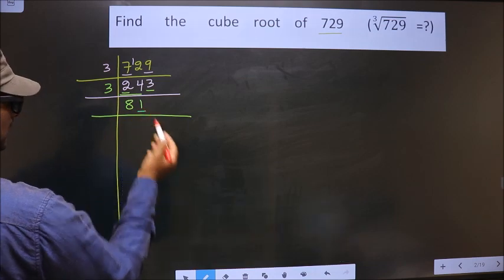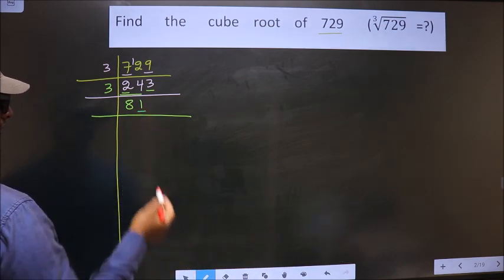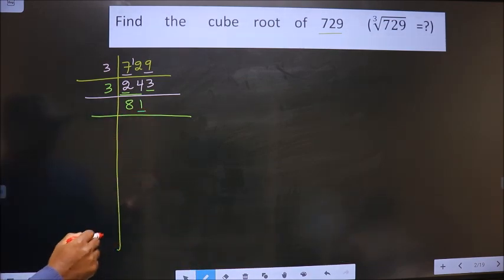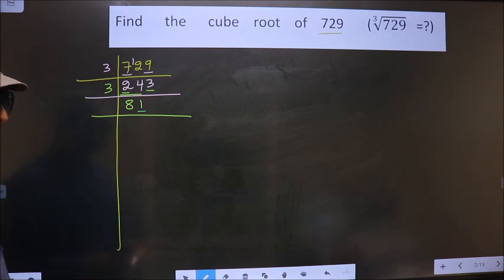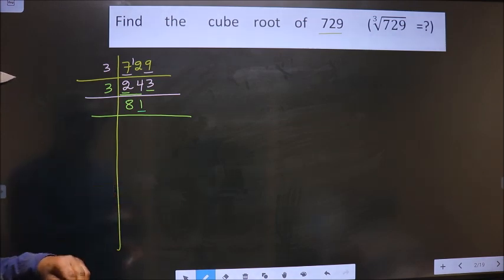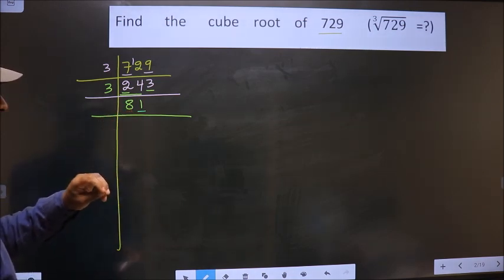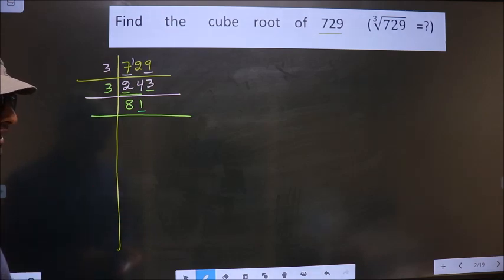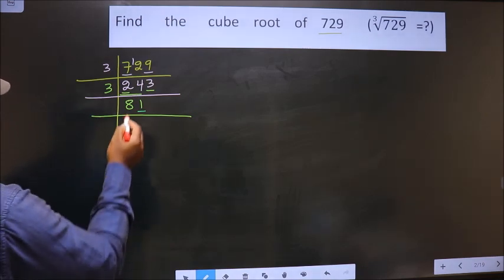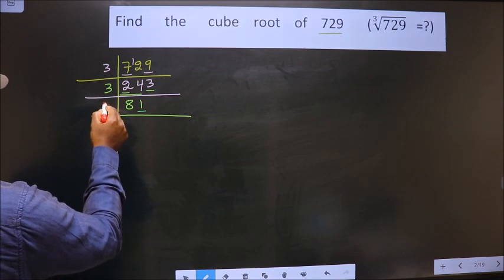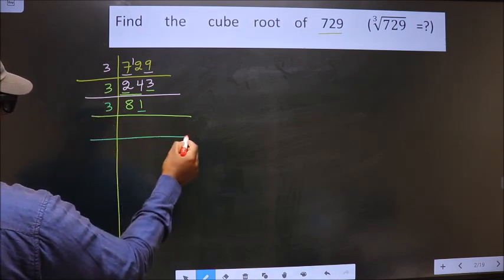Now for this number, the last digit is 1, which is not even, so this is not divisible by 2. To check divisibility by 3, you add the digits. That is 8 plus 1, 9. Is 9 divisible by 3? Yes. So this number is also divisible by 3, so we take 3 here.